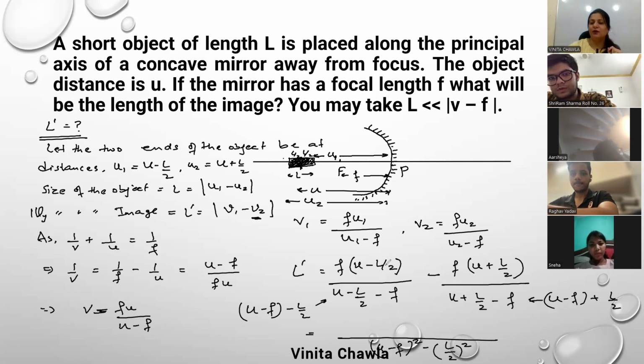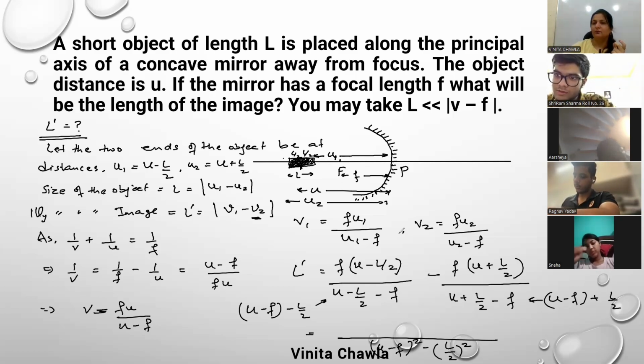अब इसको न्यूमरेटर को जब सॉल्व करोगे, पहले तो सॉल्व करो और मुझे बताओ क्या आ रहा है, सिंप्लीफाई कर. Solve this and tell me. For L by 2 whole square, we can also write L square by 4.